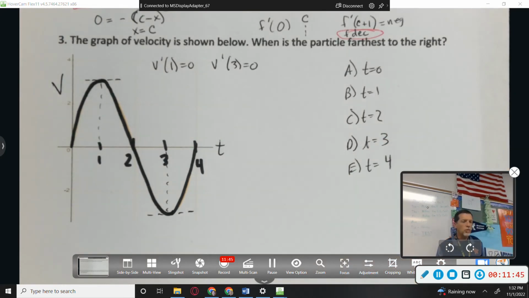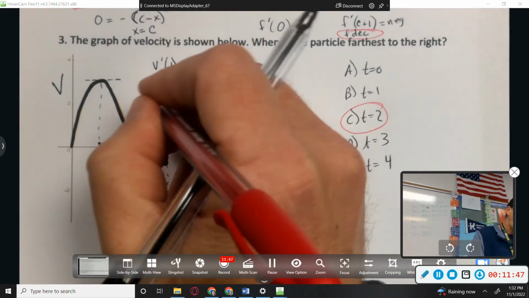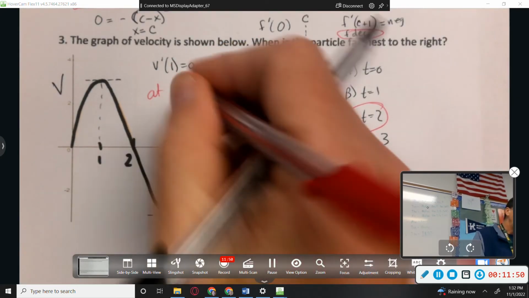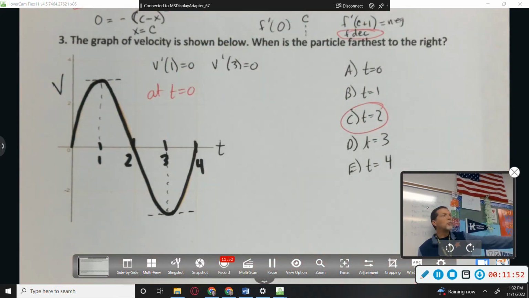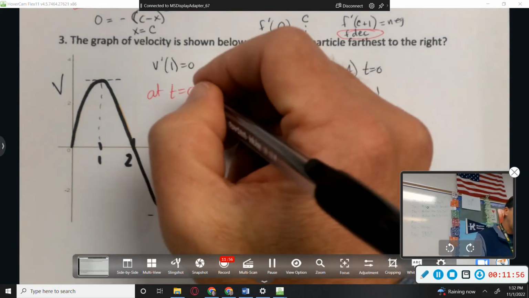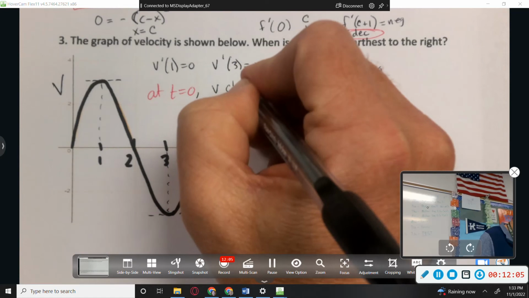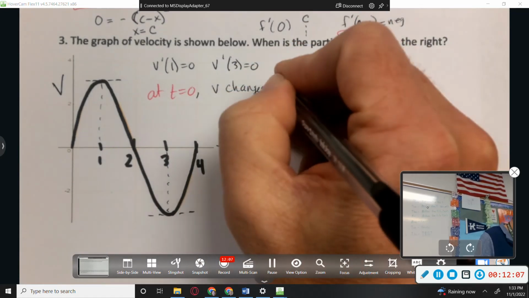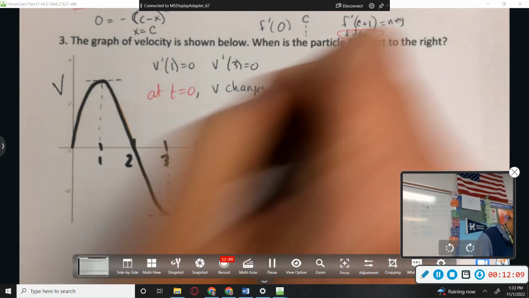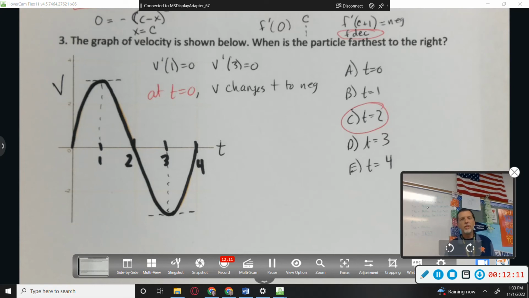Why do you say 2? You're right, it is 2. Careful, that was almost a good answer. You can't say where what goes positive to negative. The velocity changes positive to negative. I don't know why I use a symbol for plus and then a neg for negative, whatever.